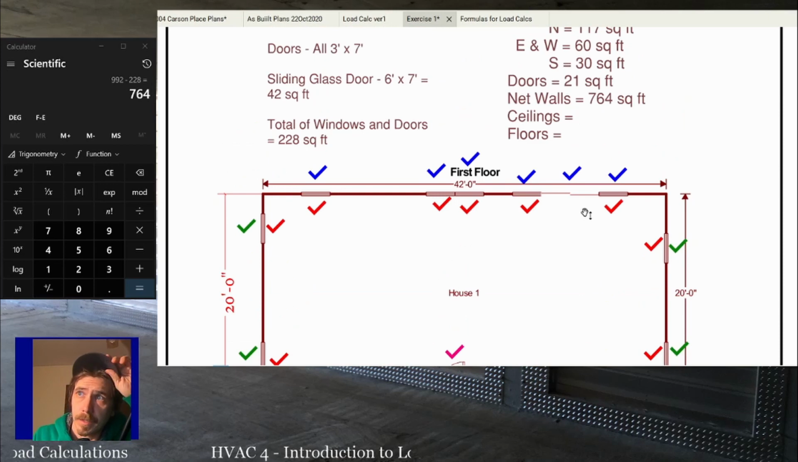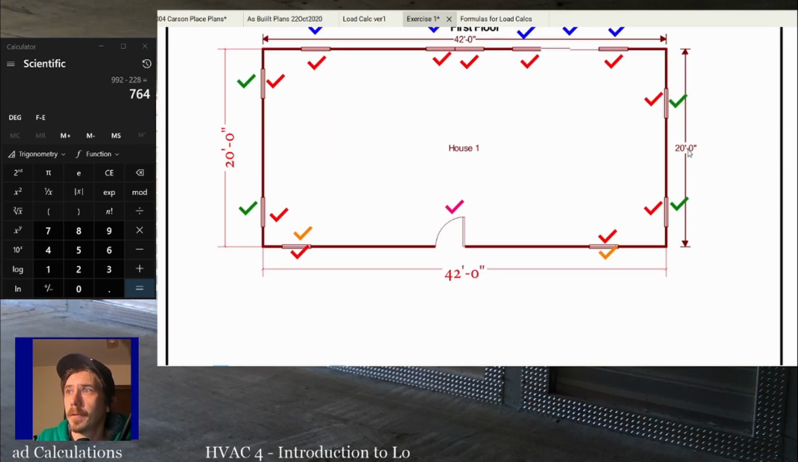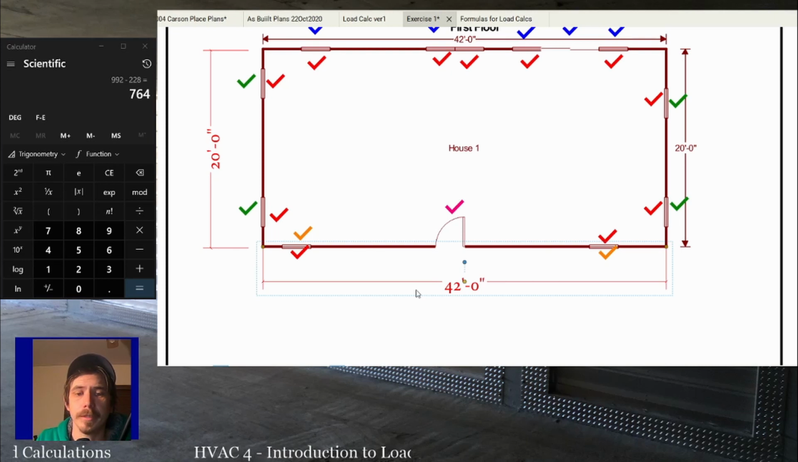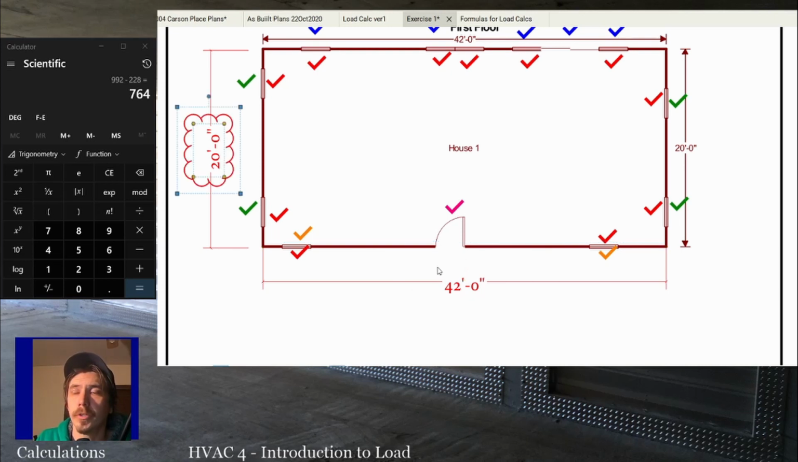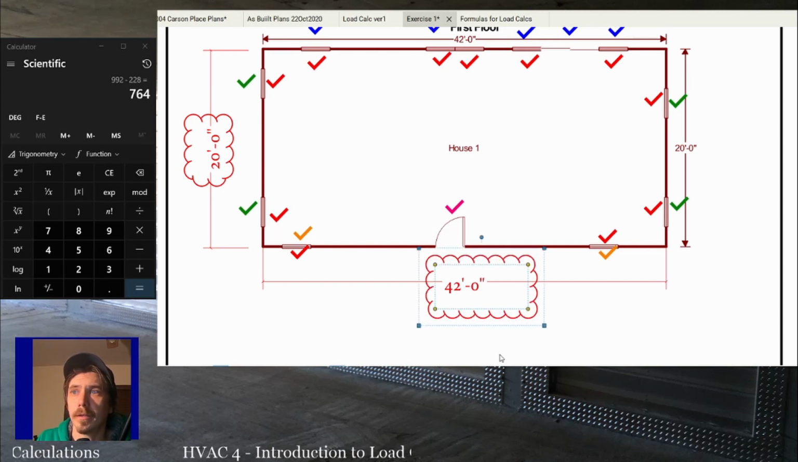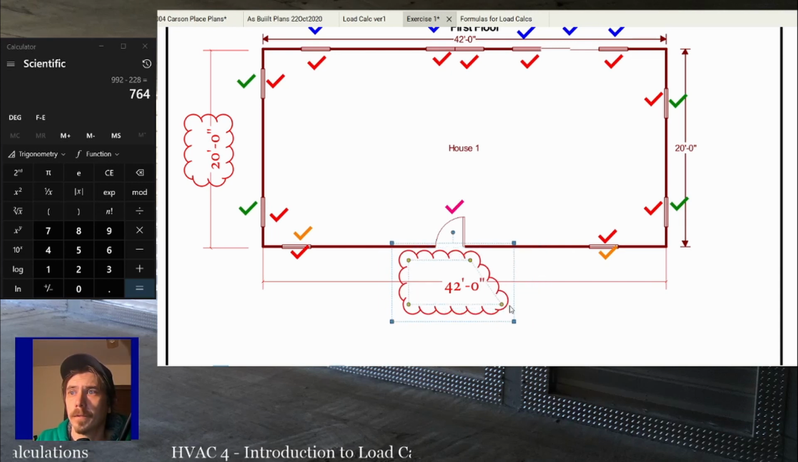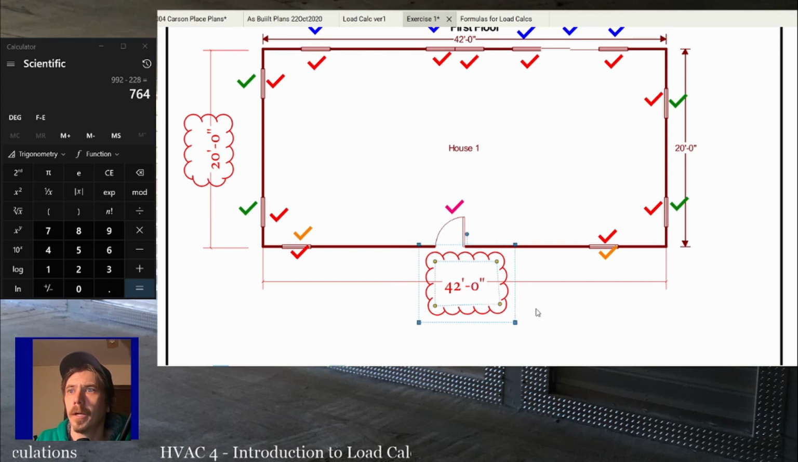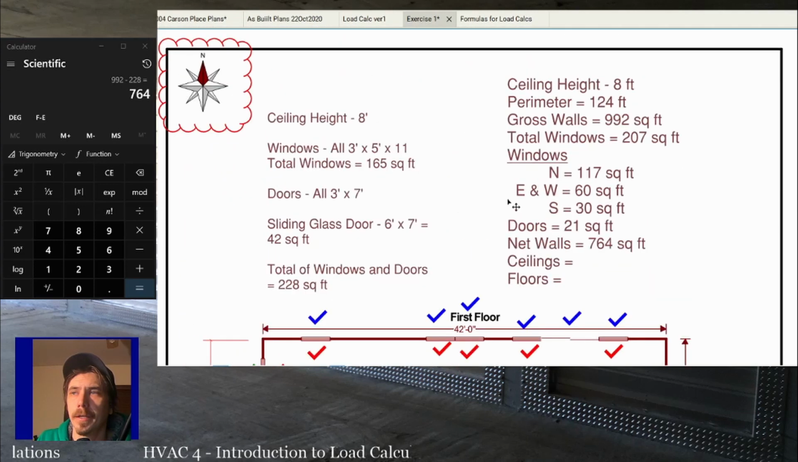Ceilings. You see my number here. Remember, this is a rectangle, so these opposite numbers are the same. For ceilings and walls, you take the length times the width, right? Our length times our width of the house. So 42 times 20 is going to give us the square footage of the house. Usually, to be honest, I do floors before ceilings, but in your load sheet they put ceilings before floors, so that's why we do it like this.